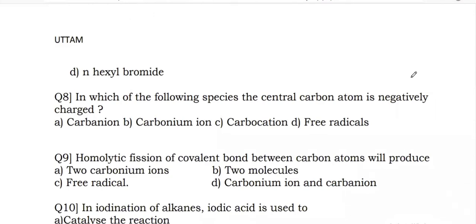Question number 8. In which of the following species is the central carbon atom negatively charged? Obviously carbanion. Carbanion is a negatively charged carbon. Carbonium ion is a positively charged carbon ion. Carbocation, that's the other name for carbonium ion. Free radicals are neutral; they have not got any charge. Question number 9. Homolytic fission of a covalent bond between carbon atoms will produce what? It will produce free radicals. Homolytic fission produces free radicals.